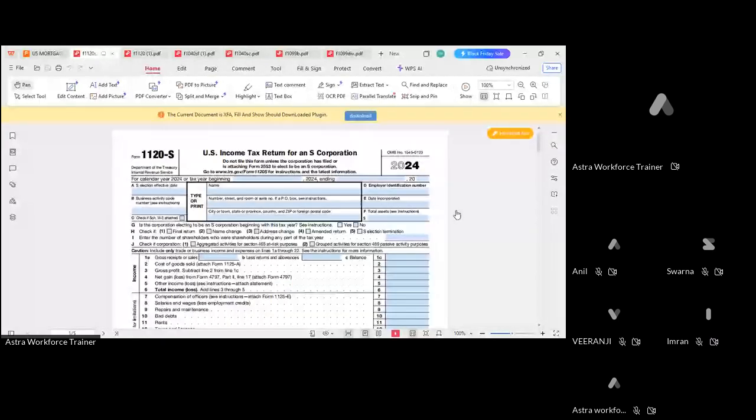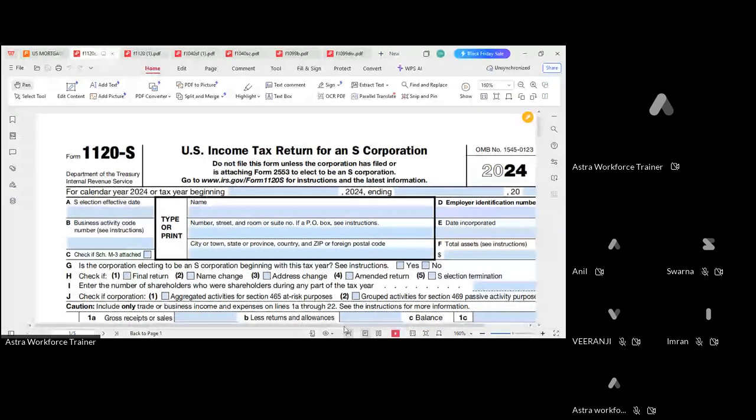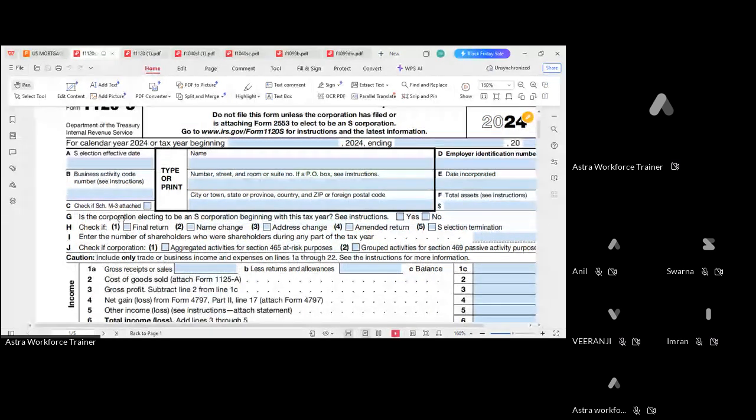Okay, is my screen visible, guys? What document are you seeing now? 1120S. Usually in the US market, we spell it like this. So 1120S is for your S corporation income. You can verify the details over here: the borrower name and everything, and the employer identification number.